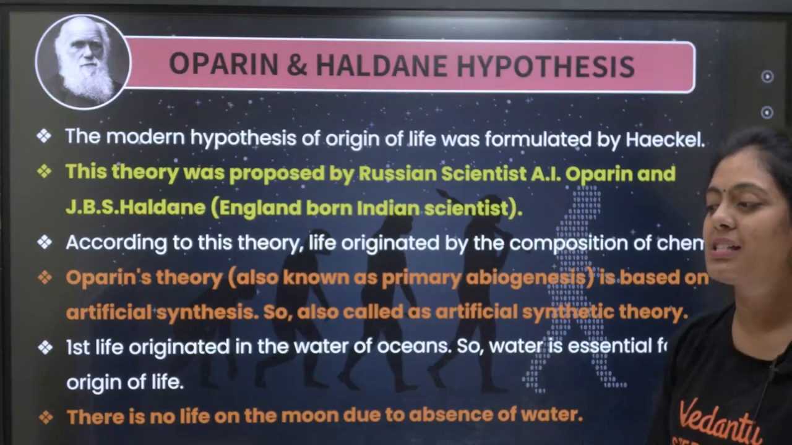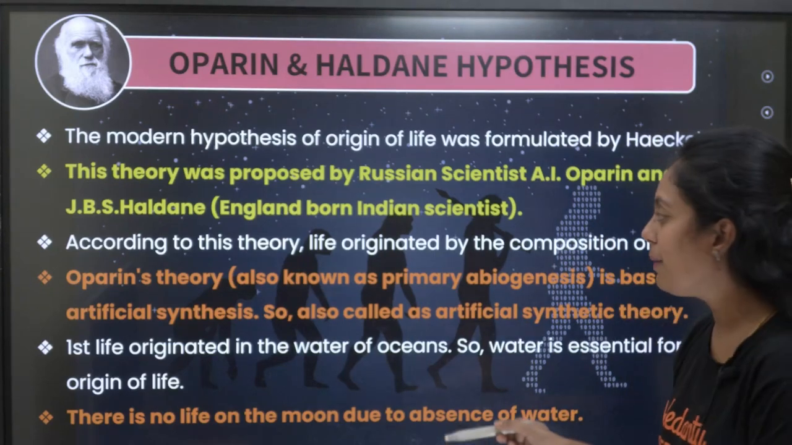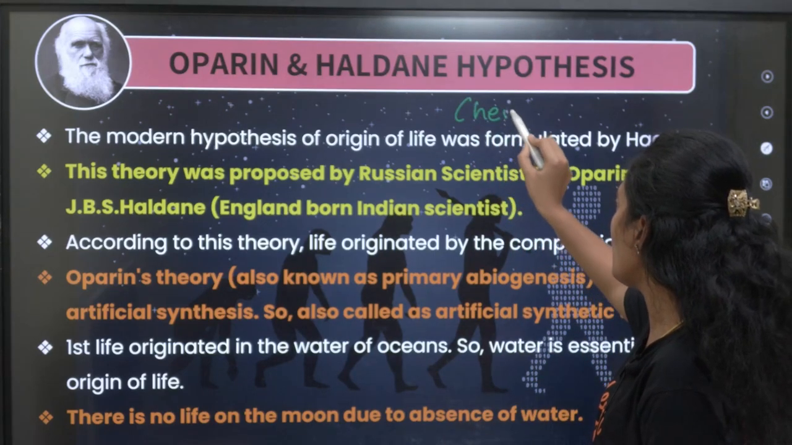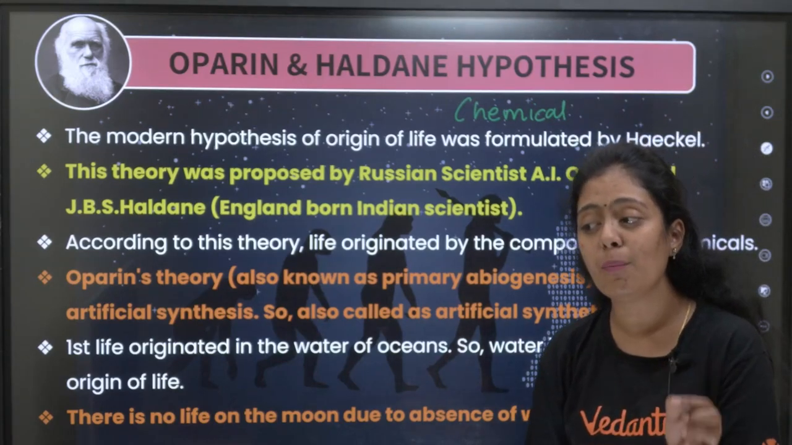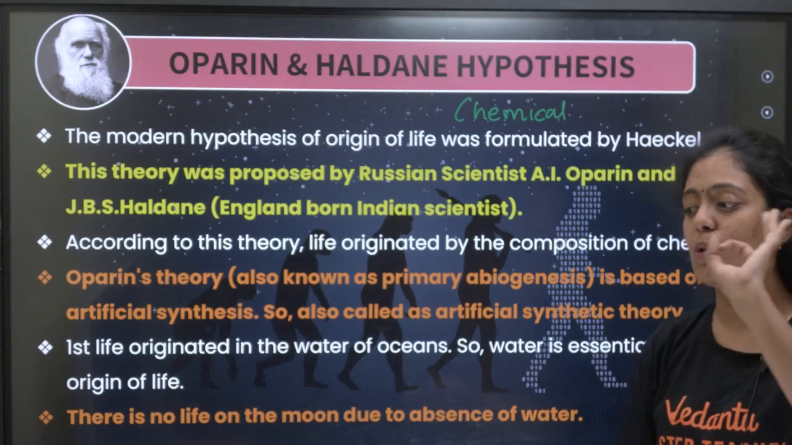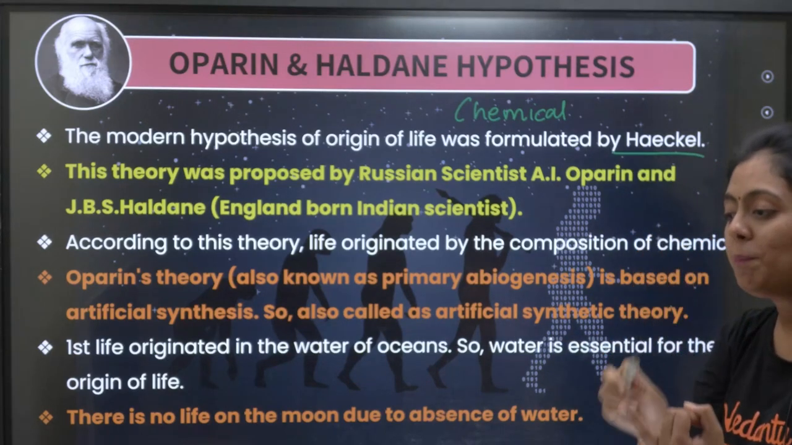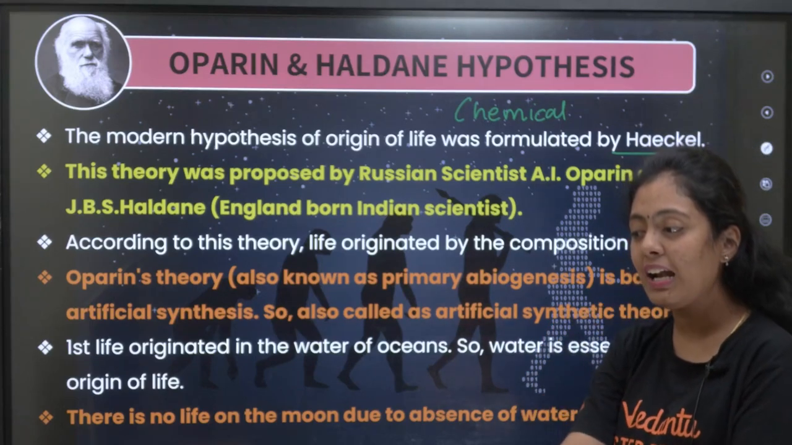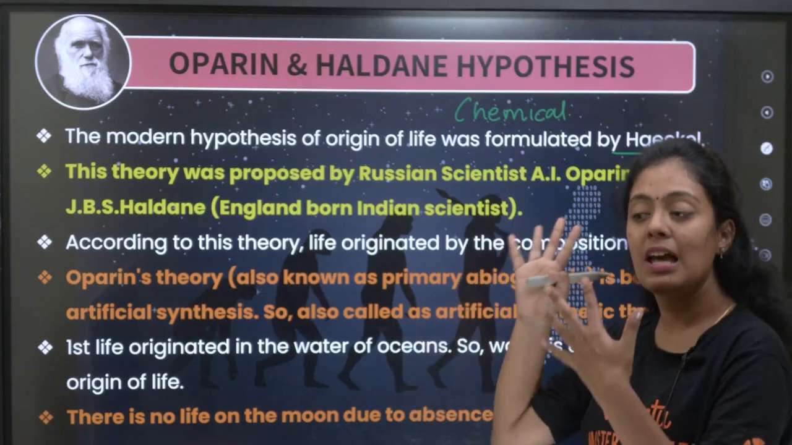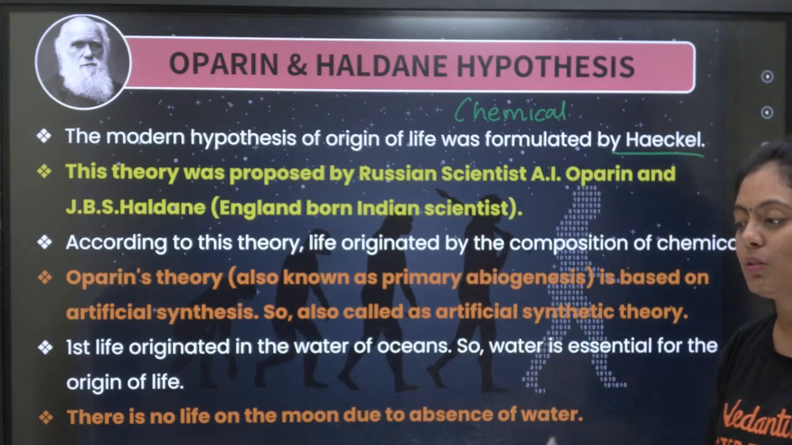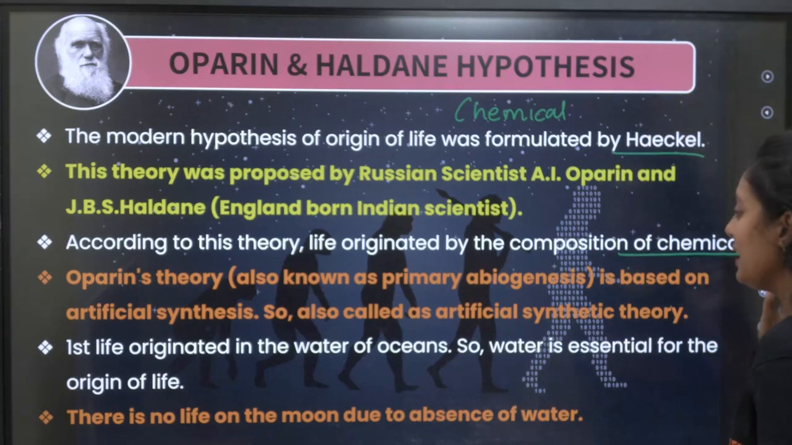The most accepted theory: Oparin and Haldane theory. In this theory, we call it the theory of chemical evolution. They formulated the modern hypothesis of origin of life. We have Haeckel, Oparin, Haldane, and Stanley Miller. There are a lot of people who contributed to this chemical evolution. So according to this theory, life originated by the composition of chemicals.